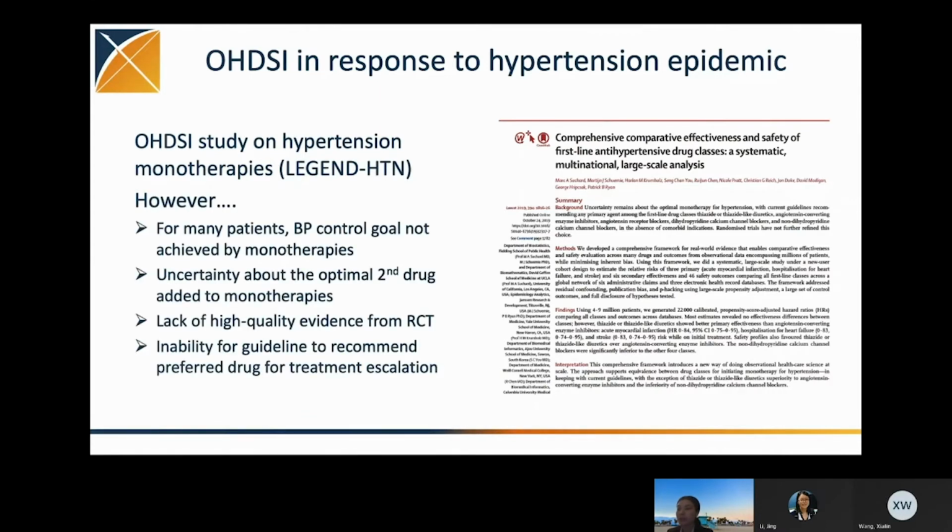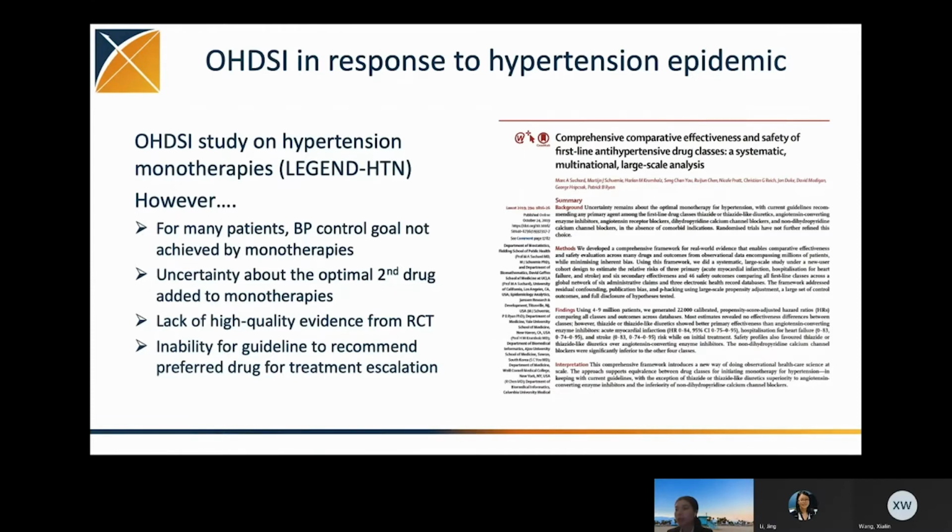However, there are still questions that have not been addressed in this study. Specifically, for many patients, blood pressure control goal cannot be achieved by monotherapy. Uncertainty remains about the optimal second drugs added to monotherapy. There is a lack of high-quality evidence from randomized controlled trials.